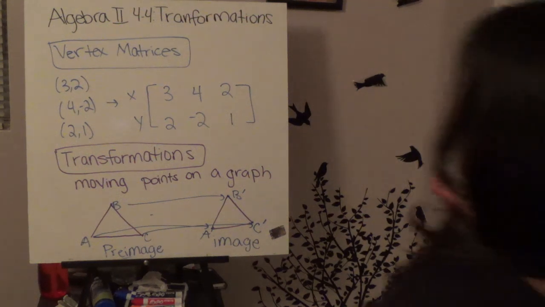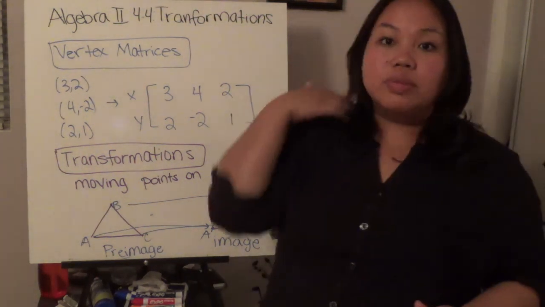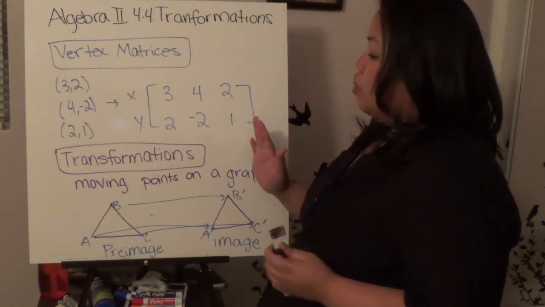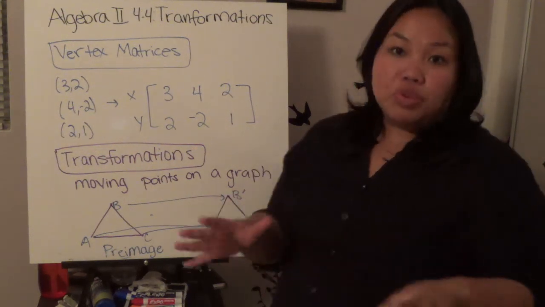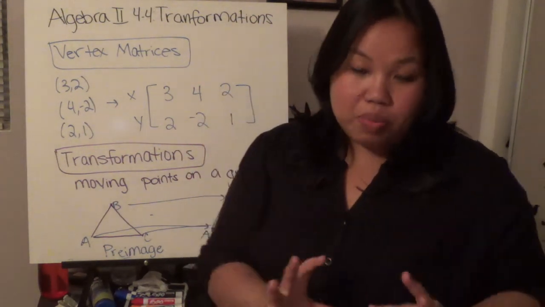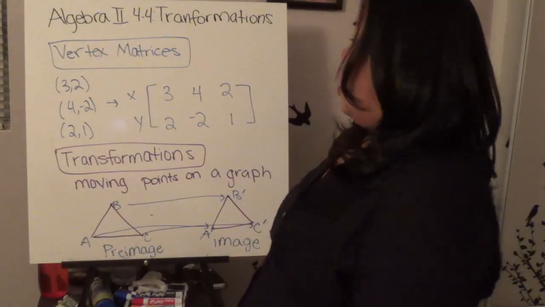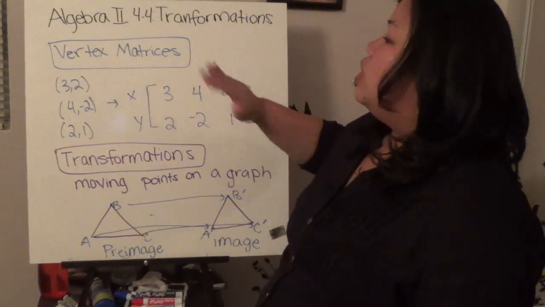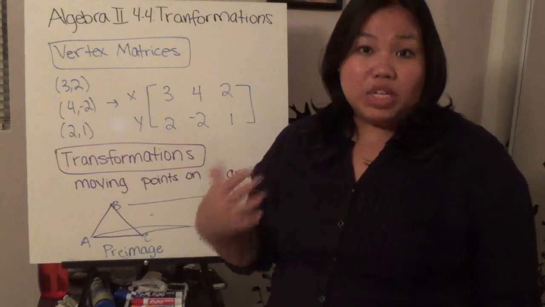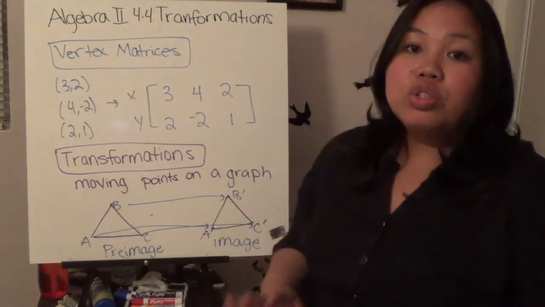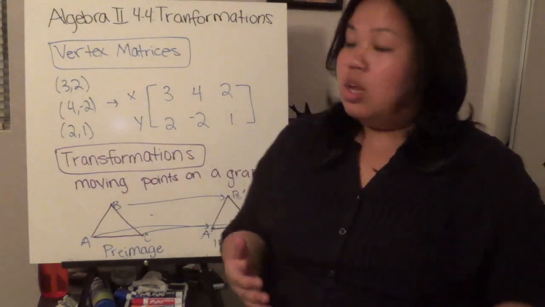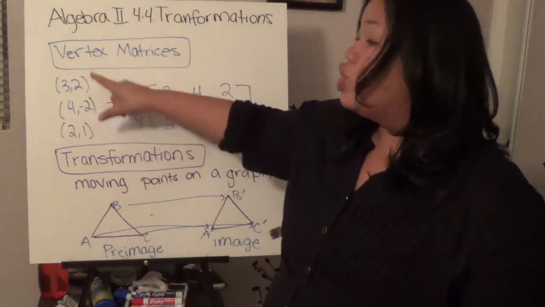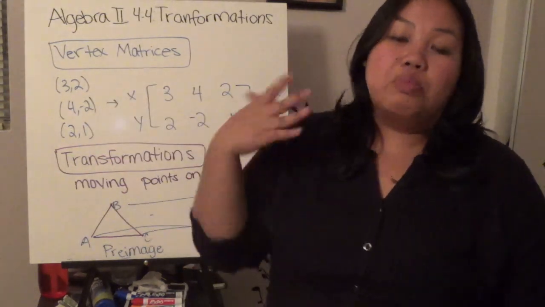Algebra 2 section 4.4 deals with transformations. So basically what a transformation is, you're moving from one object, from one place to another. First we're going to be dealing with what is called vertex matrices. You're used to putting data into matrices, but now we're going to use actual points on a graph and put them into a matrix.